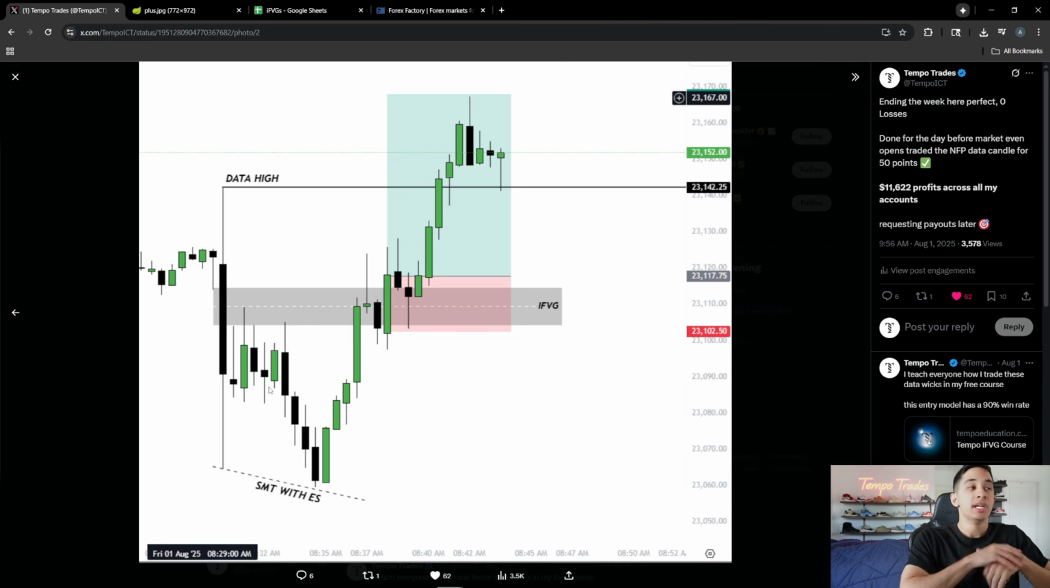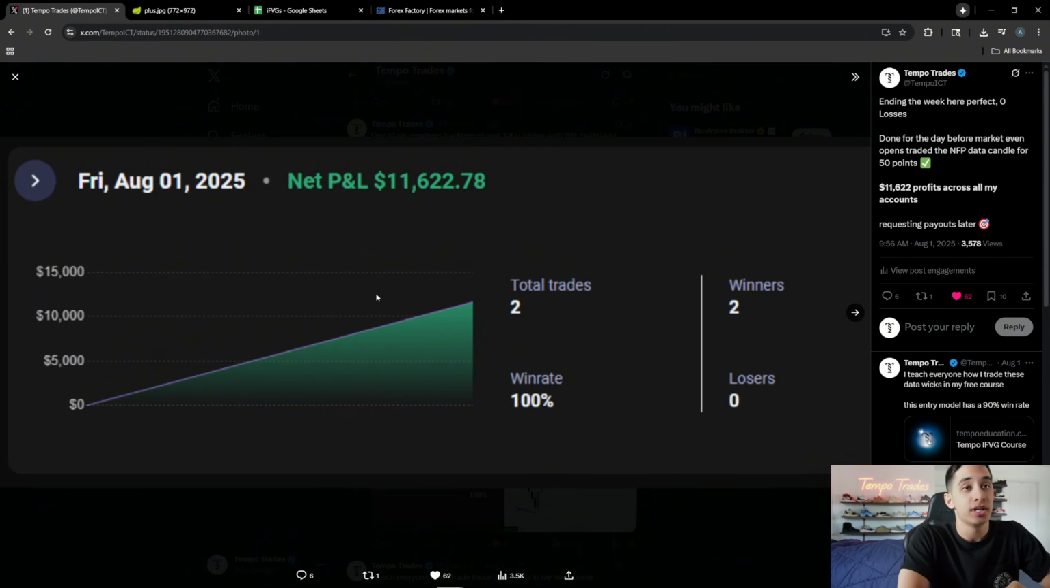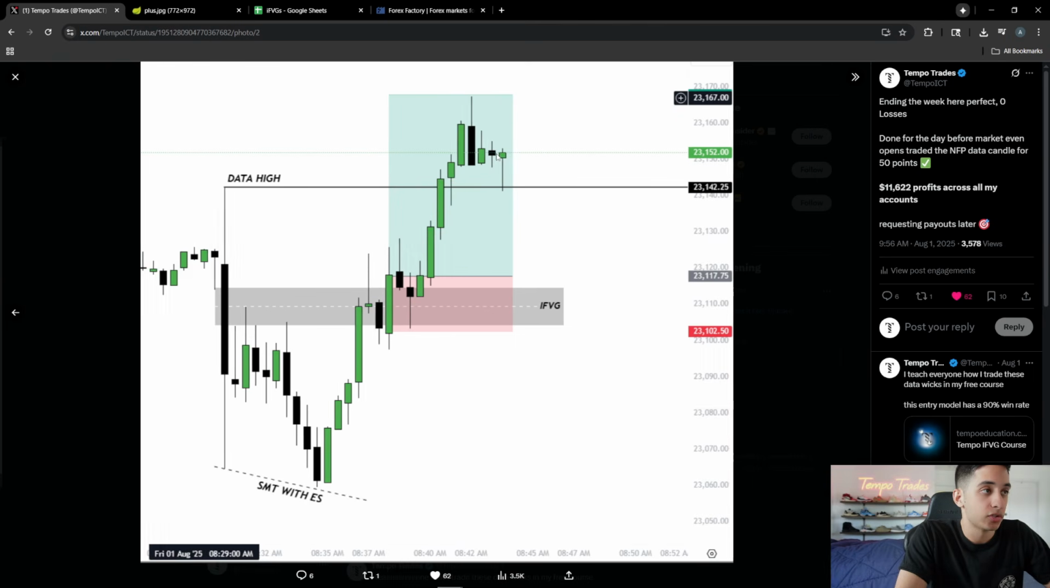Now, all we're doing is when one side sweeps, you look for a reversal to the other side. So in this instance, what happened was we created both wicks and NQ swept the low, right? You can see right here, NQ swept the low. Now, there's an SMT because ES did not sweep the low, but that's okay. As long as one of them sweeps and starts that reversal pattern, you're now looking for the inverted fair value gap and targeting the other side of the wick. Okay, in this instance, we targeted the top side, we entered long right here, and we held it all the way to the data high. And you could see we made $11,622 across all my accounts with this one right here.